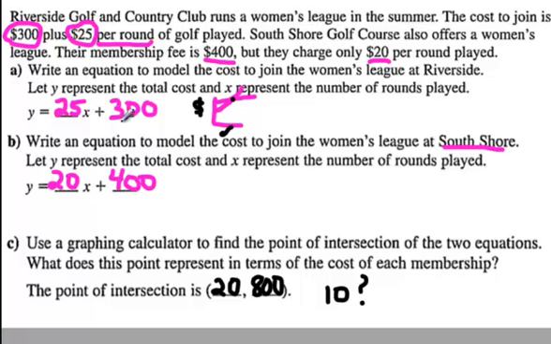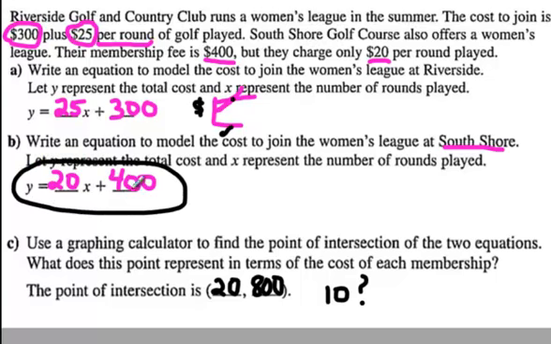And you could even check what the price would be just by typing in a 10 right there where the x is. So 25 times 10 plus 300, and you could figure out that. But the basic question is, which golf course would you go if you golfed only 10 times? I would go to the Riverside Golf Course. But if I golfed 20 times, it wouldn't matter where I go. They're the same price. But if I golfed 21 times or 22 times or more, I would want to go to the South Shore golf course.